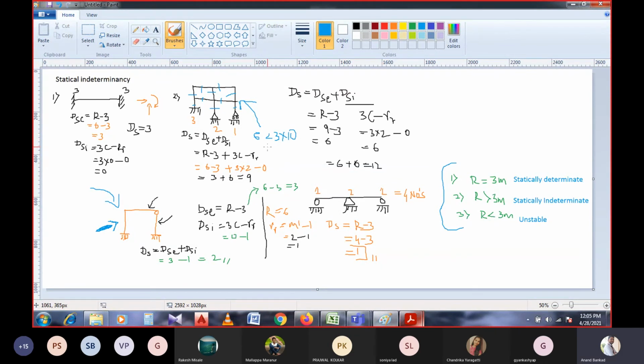So when the reactions are fewer than the members, the particular structure is classified as unstable, right? This is how another type of question will be raised in your exams. Along with this, whatever we have discussed is all related to rigid joints, and regarding this I have already discussed in your first class what the exact reactions and forces are that we consider for rigid joints and pin joints.